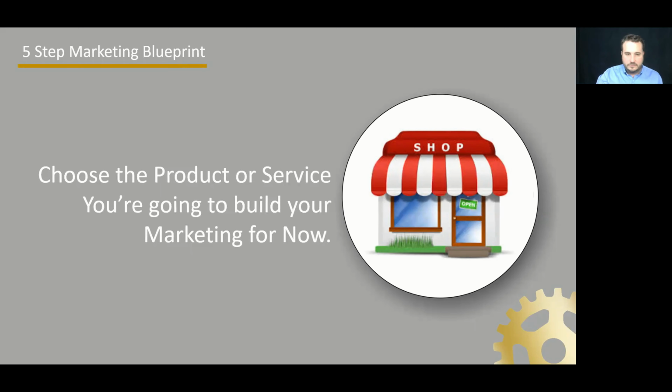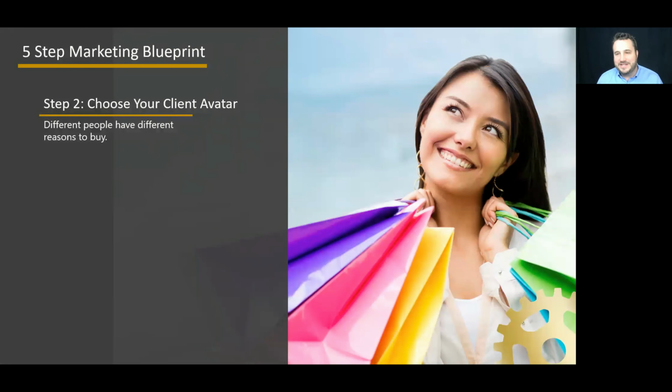Okay, cool. Excellent. Next thing, step number 2 of the 5-step marketing blueprint is choose your client avatar. So many businesses struggle with this. And even when they've picked the right product or service, they go, oh, well, I could sell it to this person. I could sell it to that person.